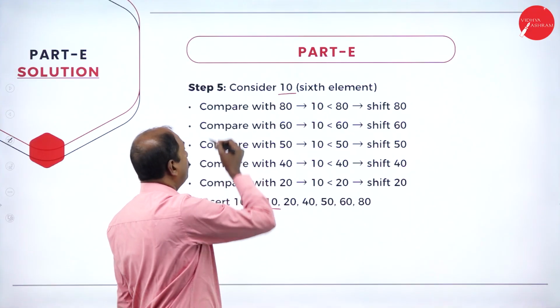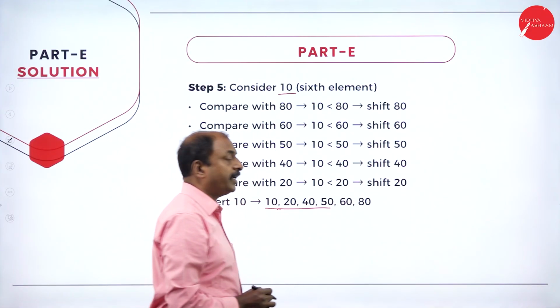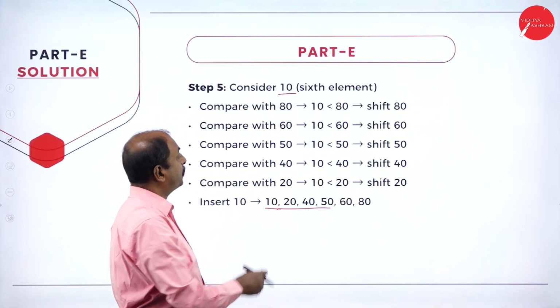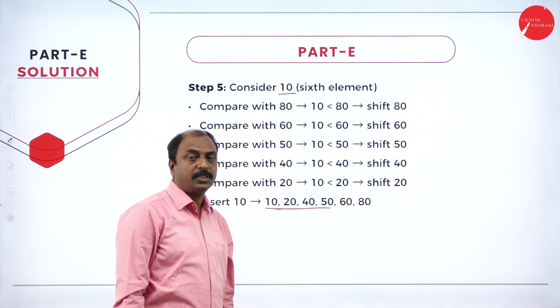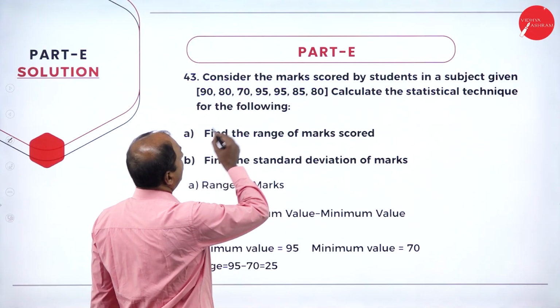So at the end of the fifth iteration, the elements are arranged in ascending order. So this is the procedure or technique of insertion sort. Next, we move on to question 43.